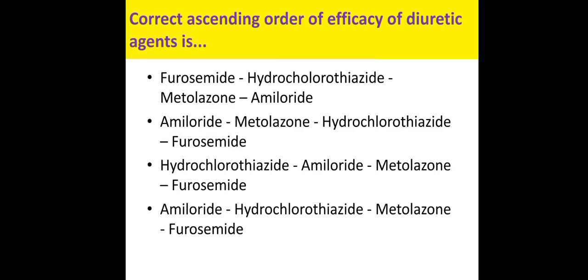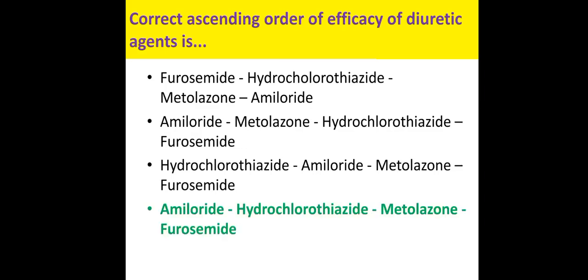Now again in the thiazide group, metolazone is the agent which is the most effective. So then metolazone, and you all know that the high ceiling and highly efficacious diuretic is furosemide, so the last one is furosemide. So the correct option is amiloride followed by hydrochlorothiazide, still more metolazone, and furosemide. It has been stated that many times metolazone is equally efficacious to furosemide also.